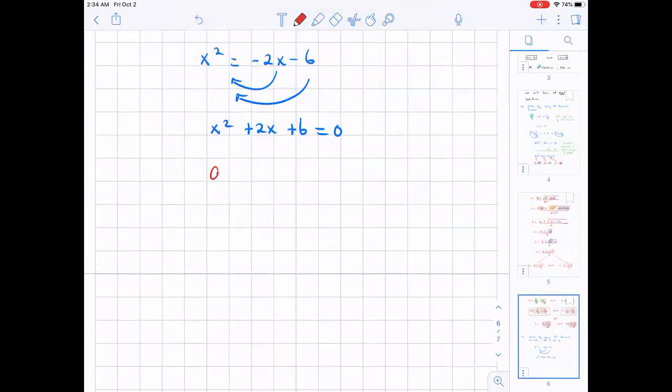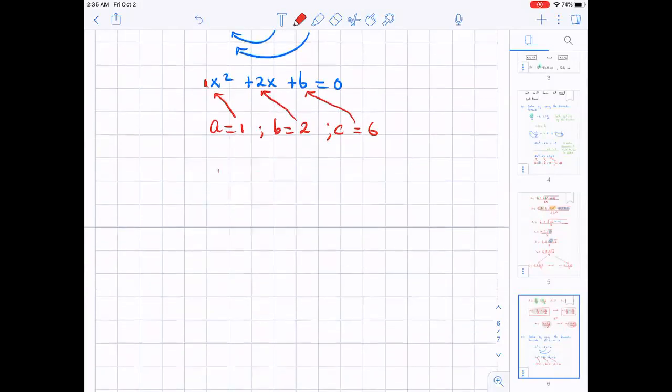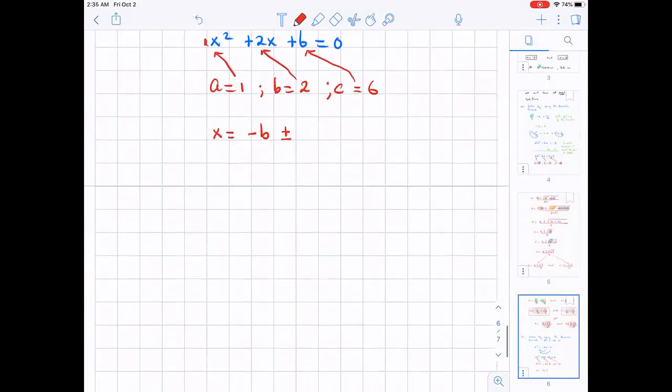So a here is now equal to 1 because there's an invisible 1 there. b is equal to positive 2 because of this here, and c is equal to positive 6 because of that term here. So the quadratic formula: x is equal to minus b plus or minus the square root of b squared minus 4ac, everything over 2 times a.